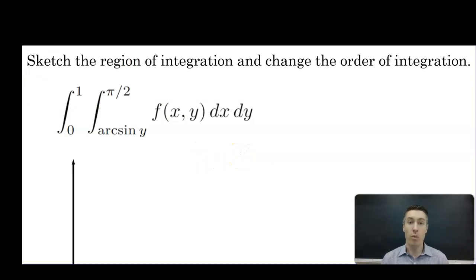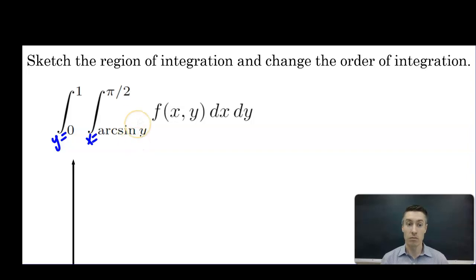All right, another one where we're just focused on the region. So the double integral of the function f of x y still, dx dy, where x goes from arc sine of y to pi over 2, and y goes from 0 to 1. So now we are starting with a type 2 region that we want to convert to a type 1 region to redefine the order of integration.